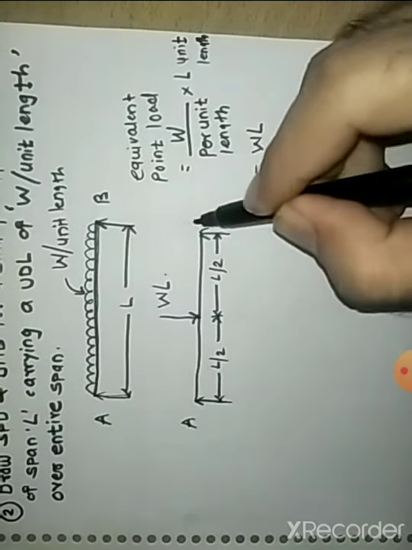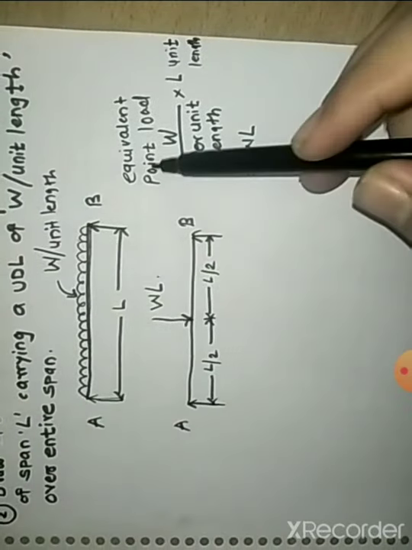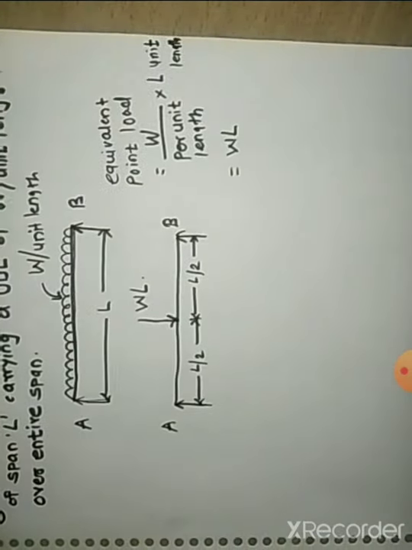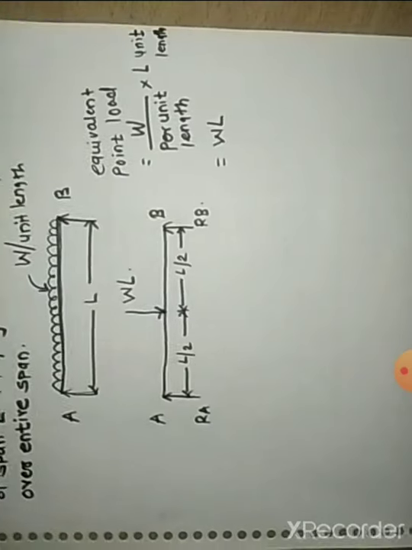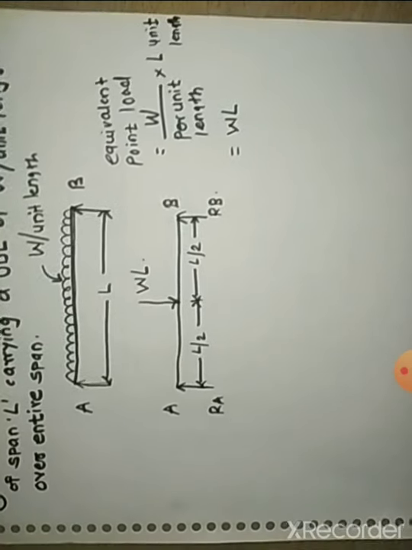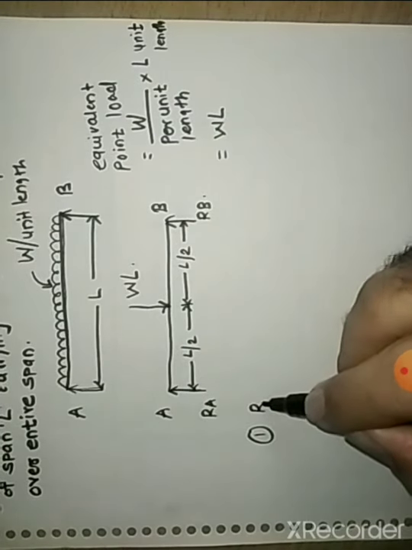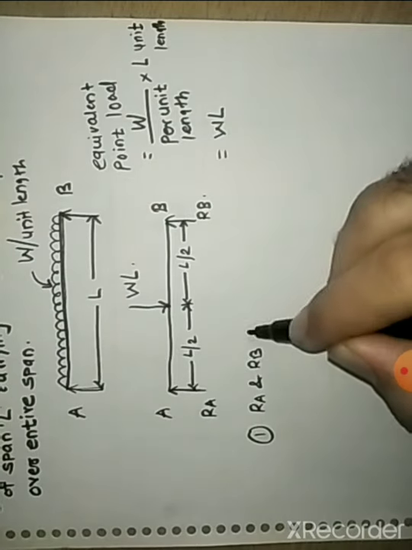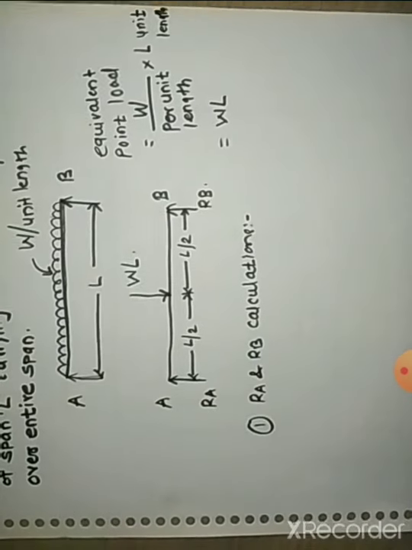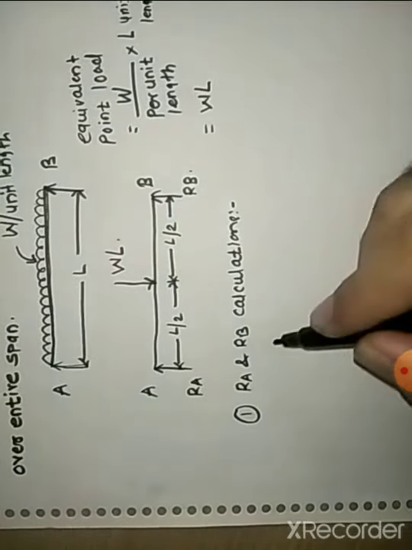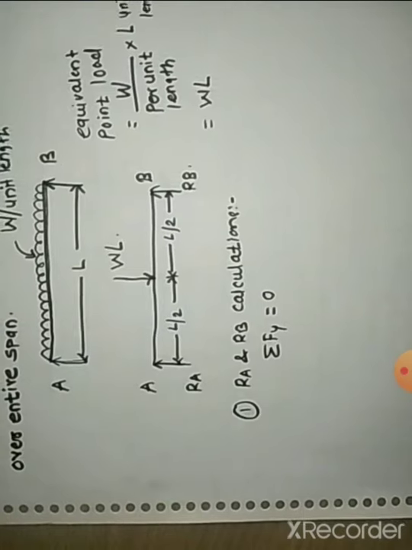This is point A and this is point B. Okay, so we have now converted the UDL into an equivalent point load. The next step is to calculate reactions. As it is a simply supported beam, we have to calculate the reactions. So the first step is RA and RB calculations. For this, the first step is summation of forces in the y direction equals 0.